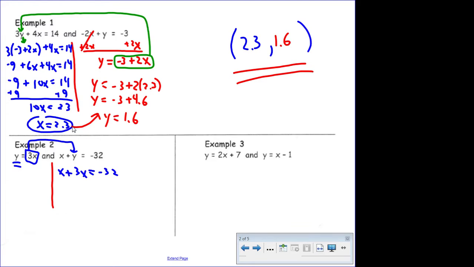Ryan, what's the next line? Negative 32 minus x equals 3x. Maybe. I mean, that's not wrong. That would be true. Negative 32 minus x would equal 3x. But Ryan, I'm trying to solve for x. For x.